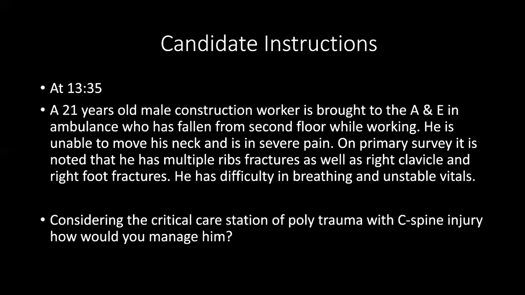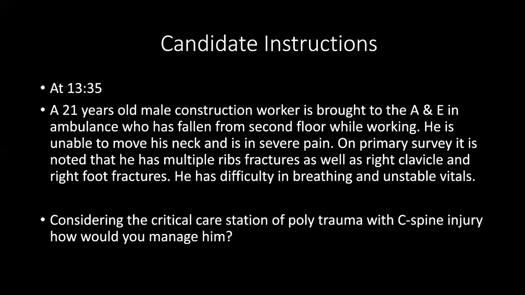Class 1: the pulse will be less than 100, almost within normal limit, there will be no change in blood pressure, urine output will be more than 30 ml per hour, and the respiratory rate will be 14 to 20 breaths per minute. In class 2, the pulse will be more than 100 beats per minute, respiratory rate will be 20 to 30 breaths per minute with normal blood pressure, and urine output will be 20 to 30 ml per hour.